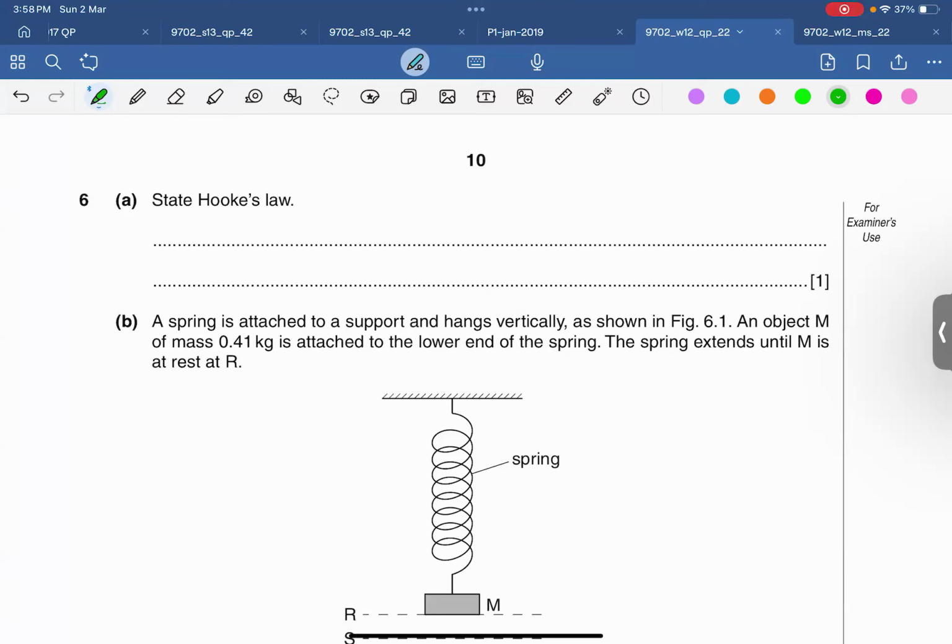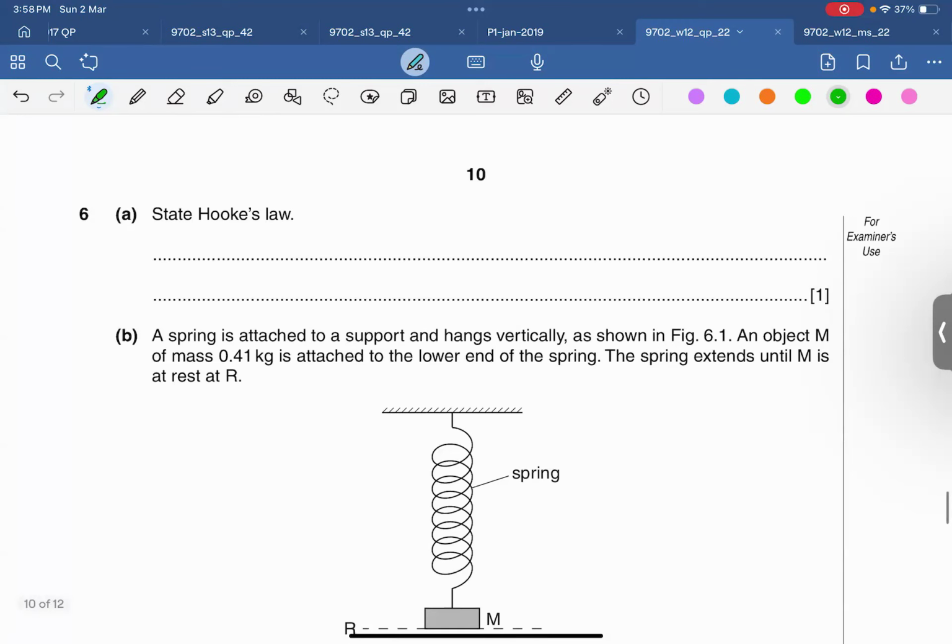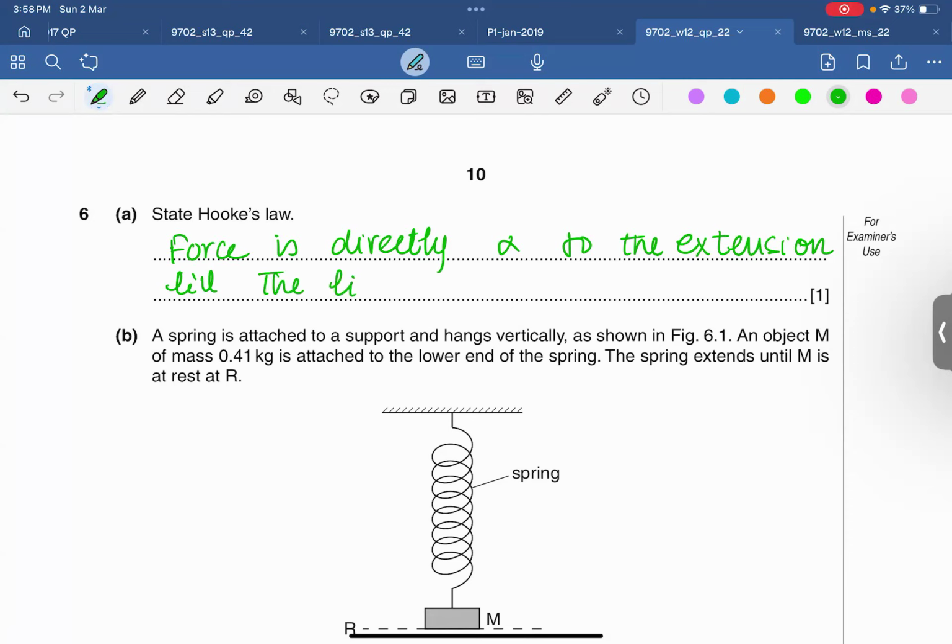Force is directly proportional to spring constant. ओए, इस एक्सटेंशन कीपिंग समथिंग कांस्टेंट, वो इसमें कांस्टेंट है. ओके, सो आप कह रहे हो कि force is directly proportional. Okay, I'm not writing proportional. Force is directly proportional to the extension. सही है. Till the limit of proportionality. Limit of proportionality.